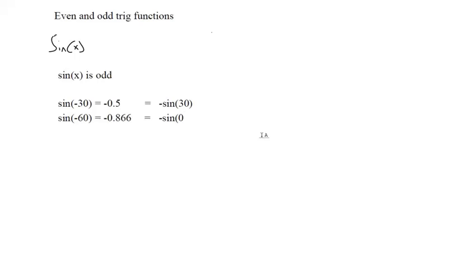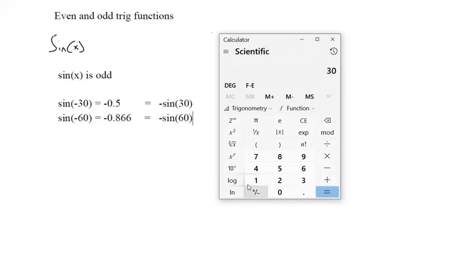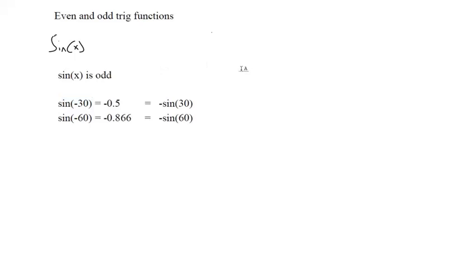And again, this isn't a proof, this is just gathering evidence to support this claim. Not enough to be sure for all values. But sine of 30 is 0.5, so negative 0.5, that's the same thing as sine of negative 30. And that's what being odd is. A negative value for x is the same thing as multiplying the original function's value by a negative sign. That's the definition of odd.